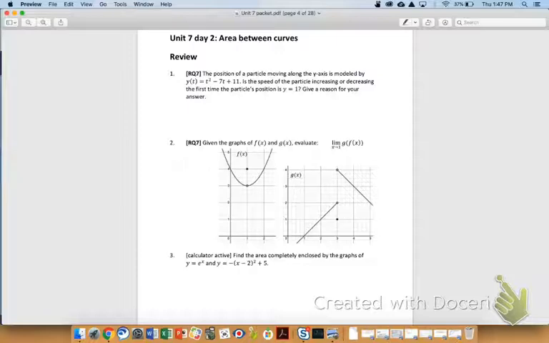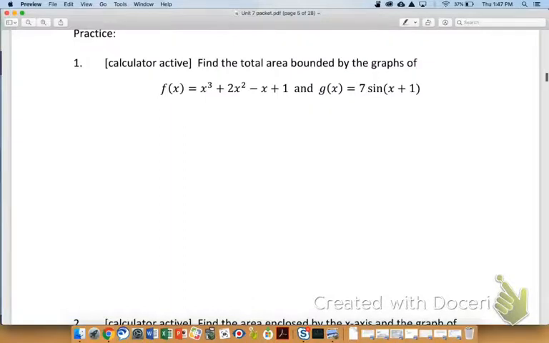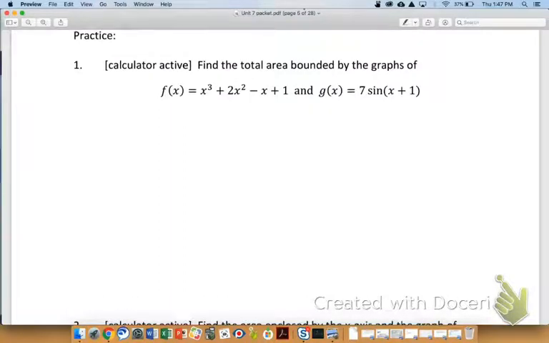Okay, so this first question is going to be a nice segue from what we just did. And it might push you a little bit. It does say calculator active, and so I would strongly encourage you to take that to heart. I would graph these. Before I do anything else, I would graph these trying to figure out what's going on.